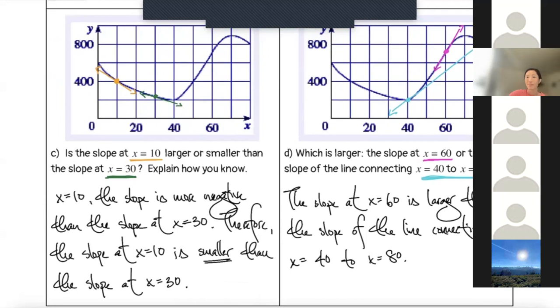All right. Any questions on all these graphs that we've taken a look at so far?